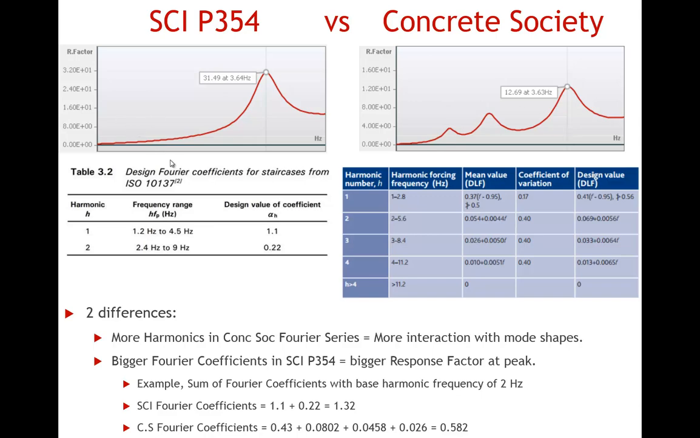Now, the second and more important difference is that the response factor is just way bigger over here, more than twice as big as it is over here. And the reason for this is that the Fourier coefficients used in the SCI approach, even though there's less harmonics, the sum of these is actually still more than twice as big as the sum of all the Fourier coefficients used over here.